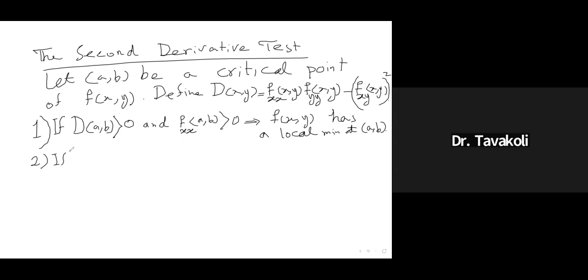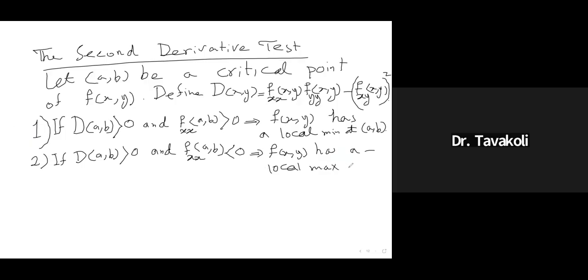Case 2, if d, the d that you defined in the second line of this statement, if d at a and b is positive and the second derivative purely with respect to x at a and b is negative, then f of x and y has a local maximum at AB. So let me separate these two cases.